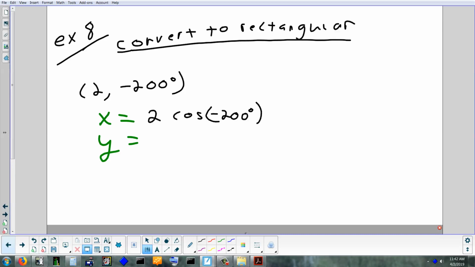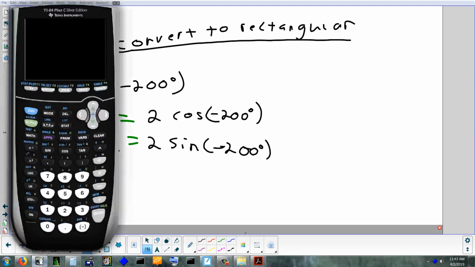And how about my formula for y? Chris? 2 sine negative 200. 2 sine negative 200, which technically is the same as the negative in front, like negative 2 sine 200, right? But we'll just type it in and see what we get.